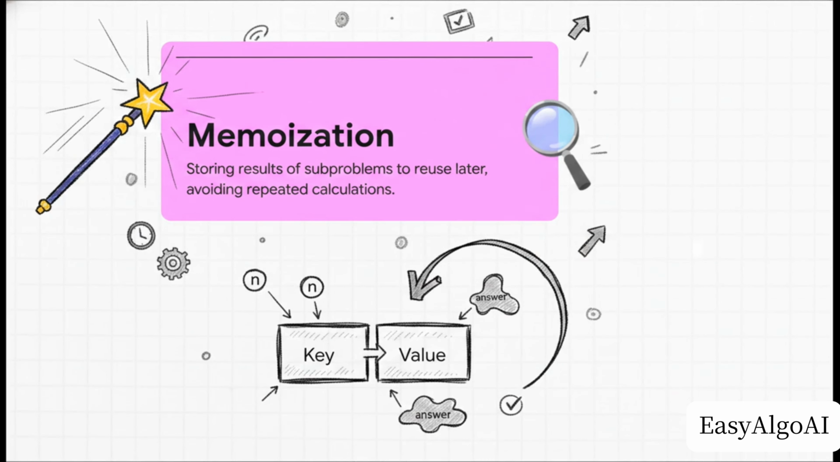To kill this repeated work, we pull out a magic weapon, memoization. Memoization is just the practice of storing the result of each subproblem the very first time we solve it. We typically toss this into a hash map for instant, constant time access. The step number n becomes our key, and the calculated answer is our value.